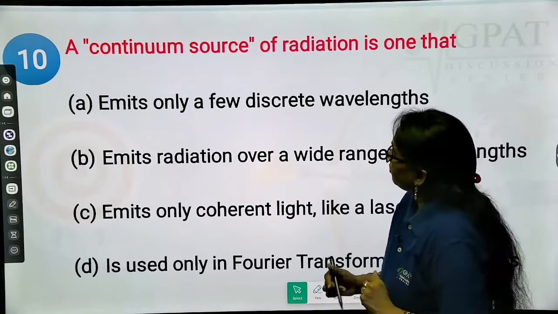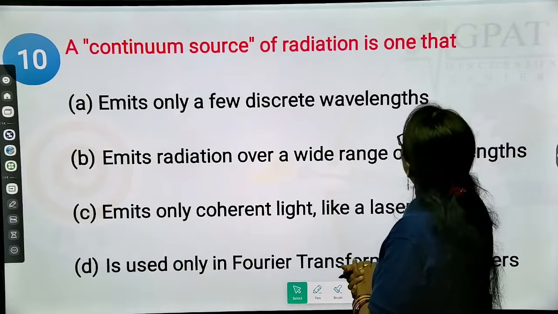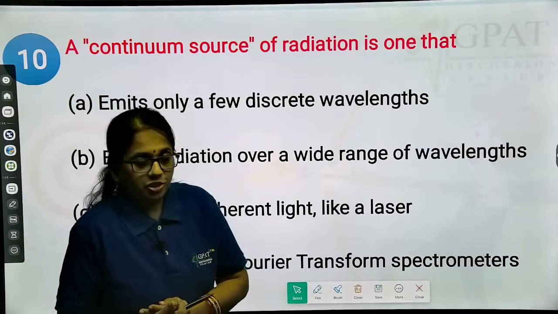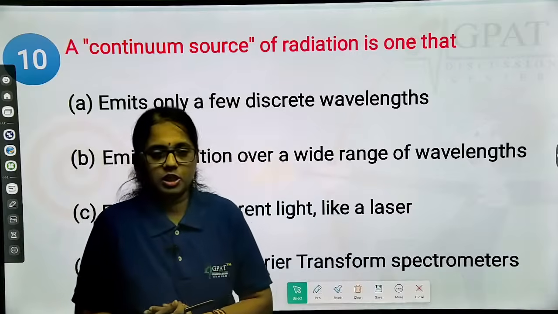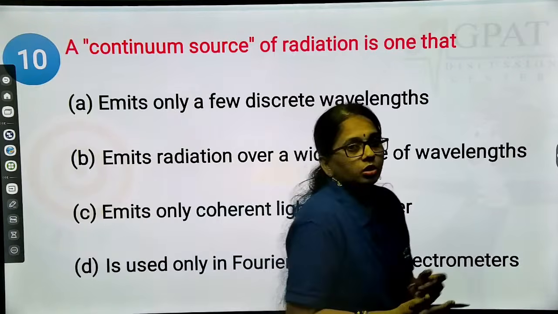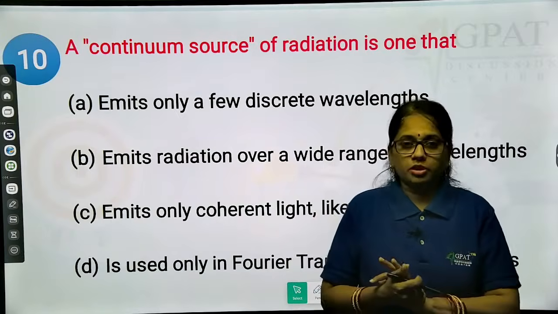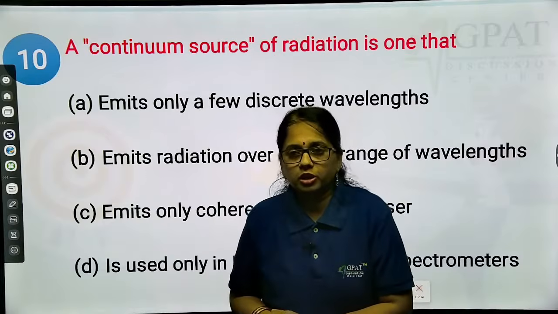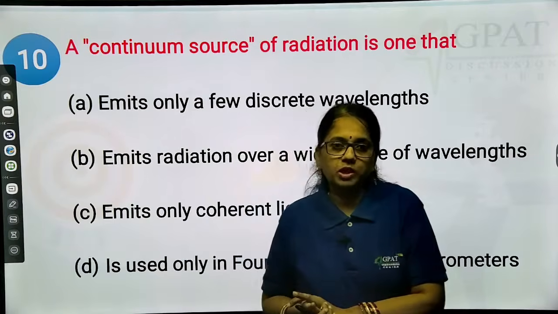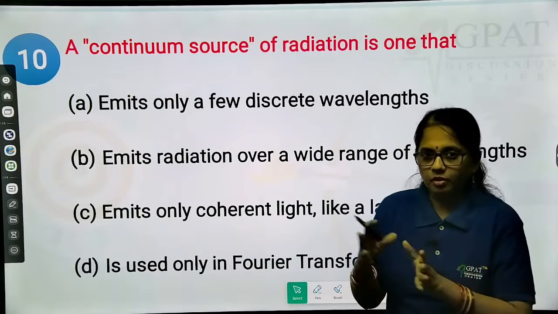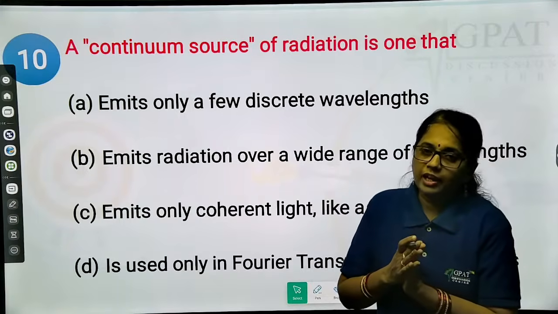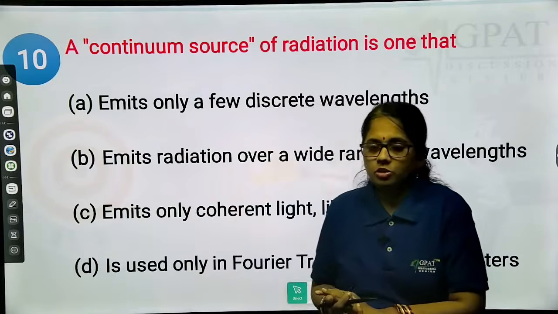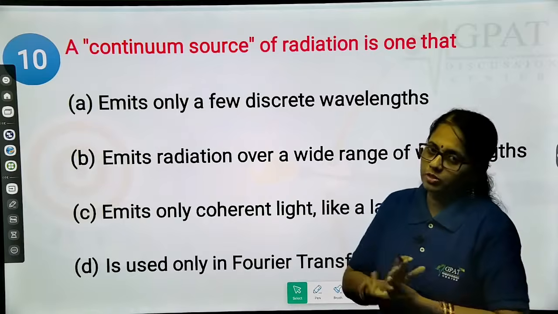Next, a continuous source of radiation is one. Okay, so this question is related to the source of the radiations in spectroscopy. In the sources, we should know whatever the source of light or electromagnetic radiation it is generating, it should give a pulse free radiation as well as some discrete lines or a continuous spectrum, how it is giving. All these are going to be some of the properties of the source.